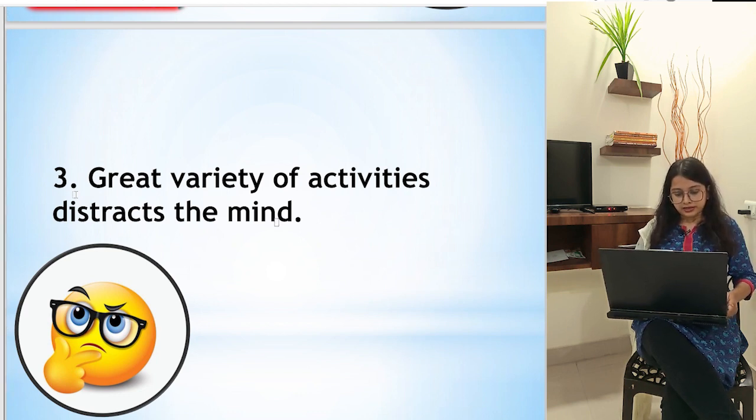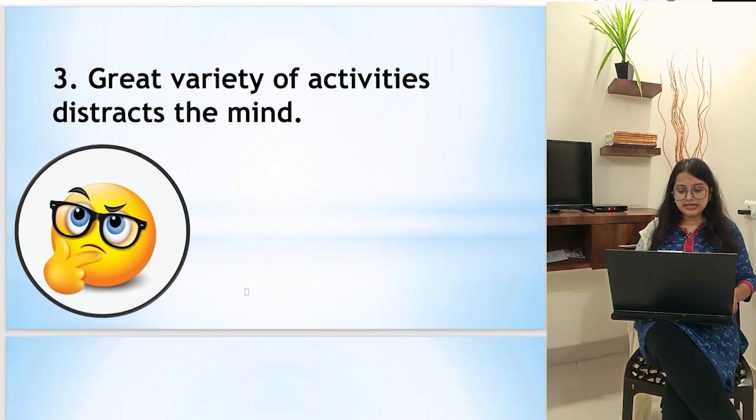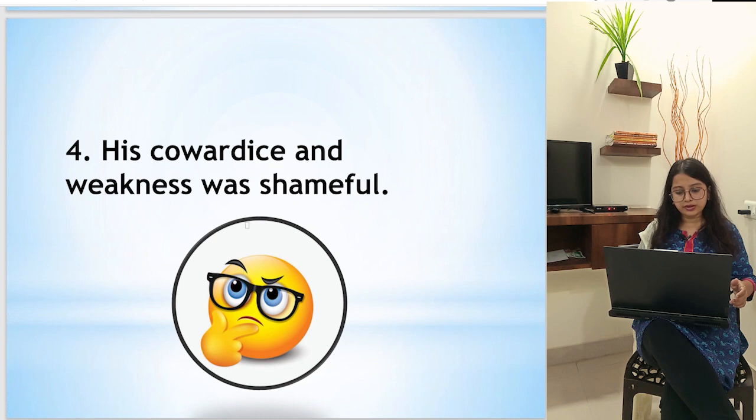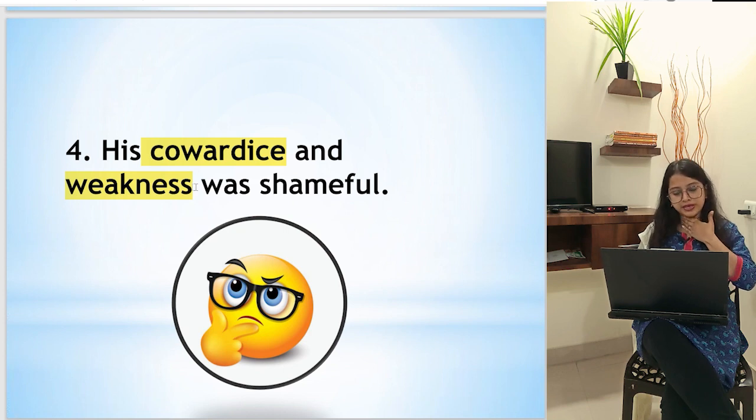Okay. Coming to the next one. His cowardice and weakness was shameful. So cowardice is one word, one subject. Weakness is another subject which is completely different from one another. So of course the verb, as subjects are two, verb should be plural. So it is his cowardice and weakness were shameful.